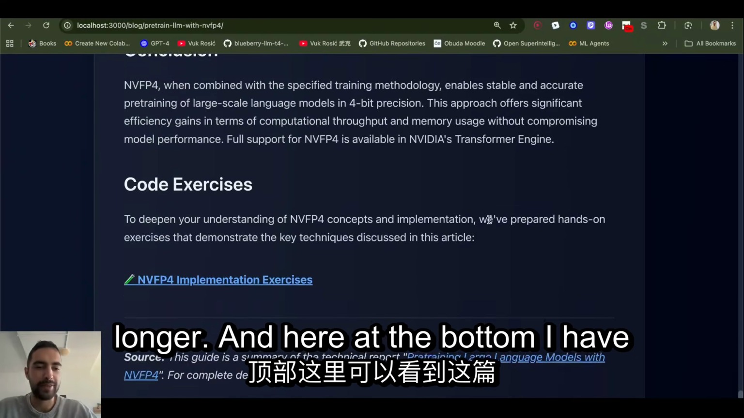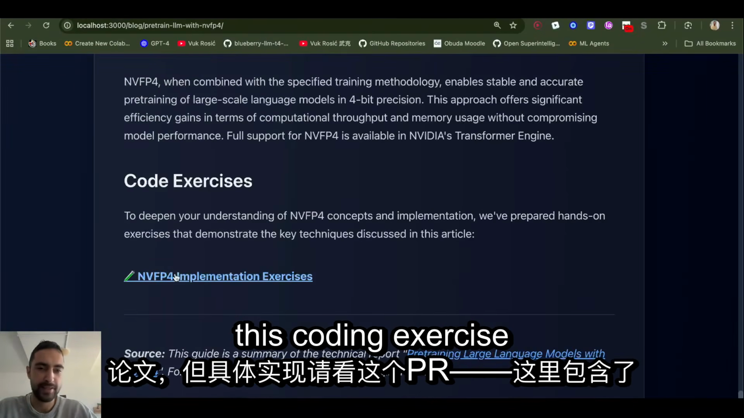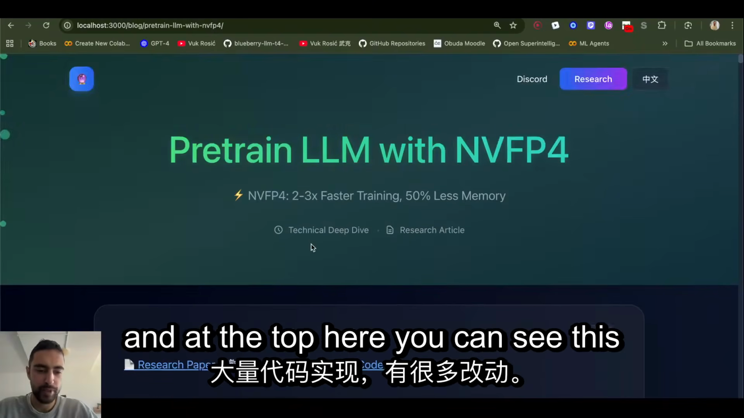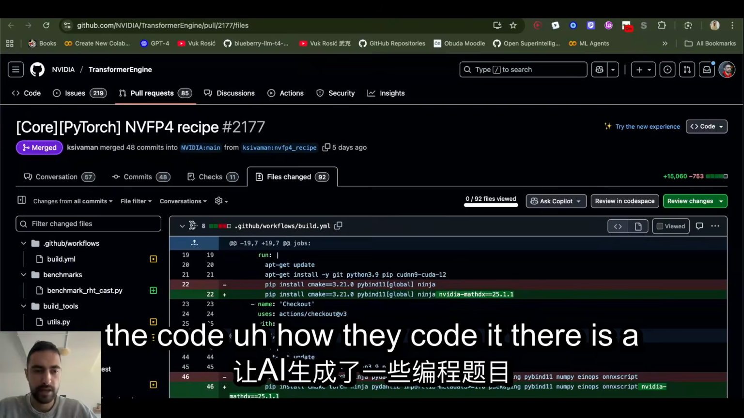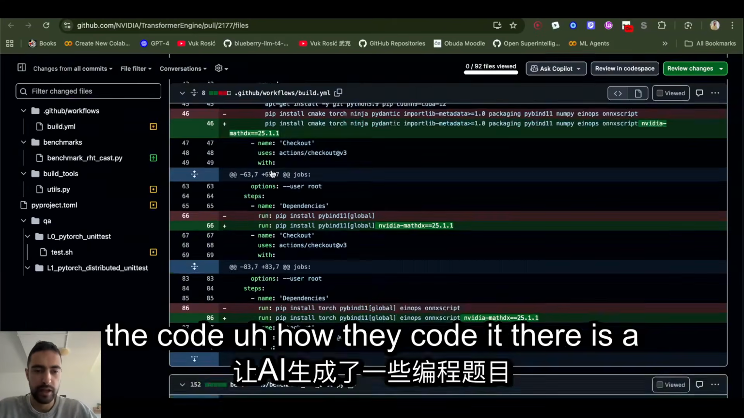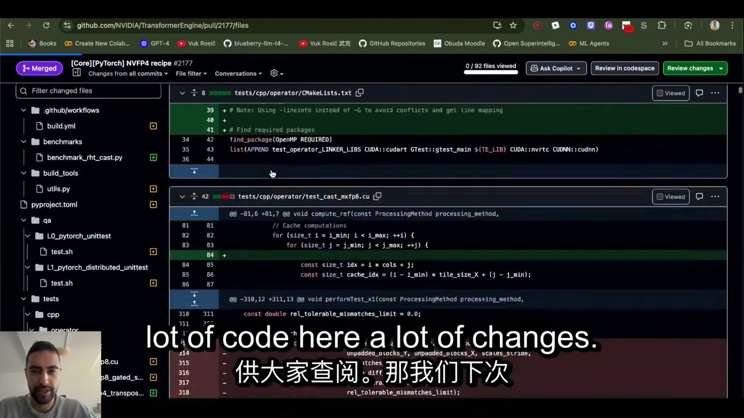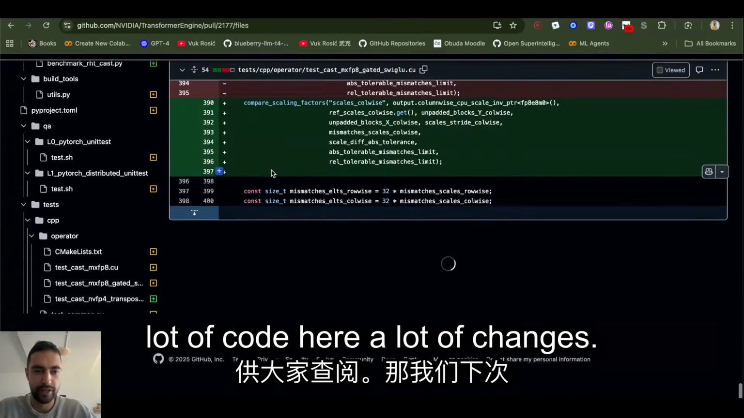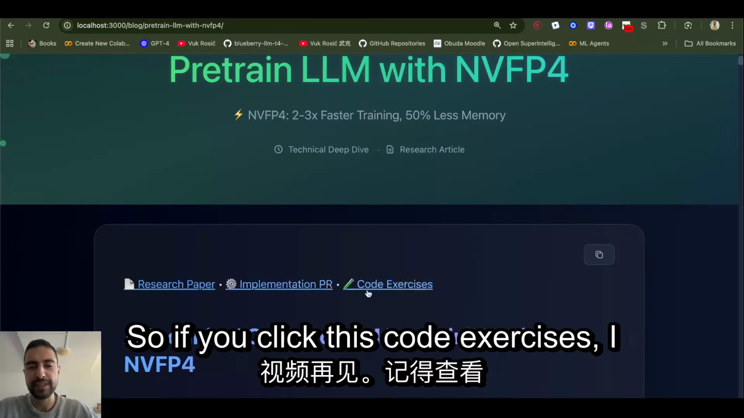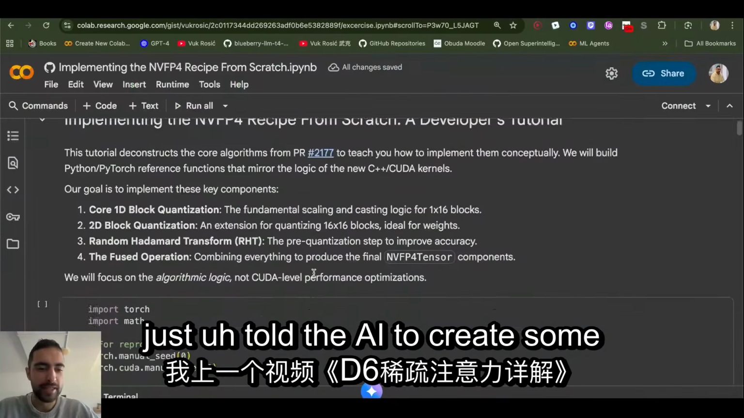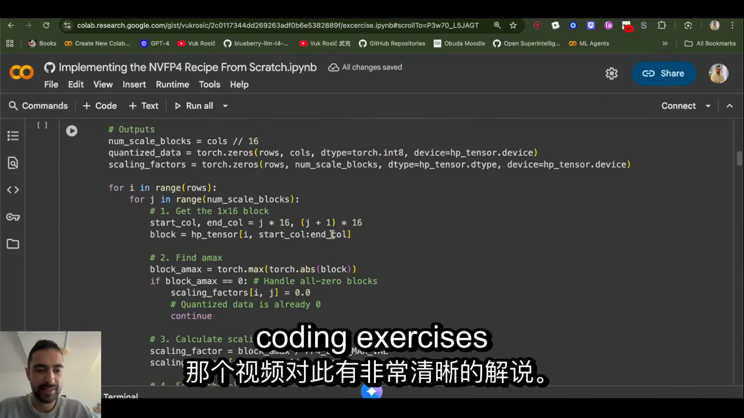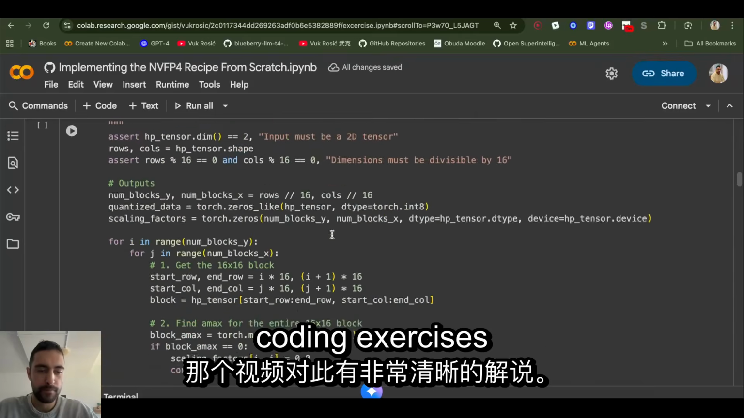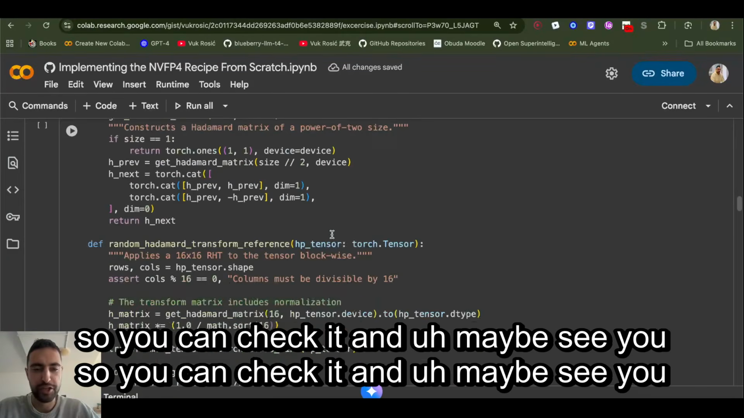And here at the bottom I have this coding exercise, and at the top here you can see this paper, and the implementation PR, this is the code, how they coded it. There is a lot of code here, a lot of changes. So if you click this code exercises, I just told the AI to create some coding exercises, so you can check it.